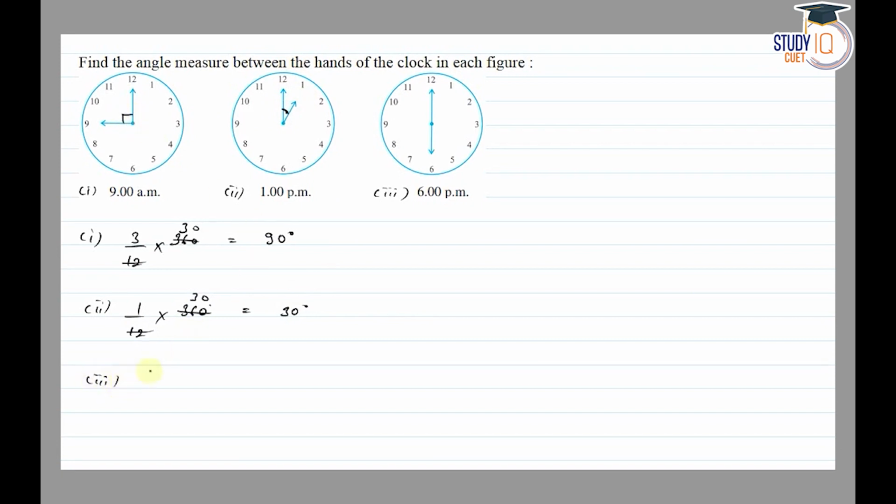And third, 12 to 6. So there are 6 subparts upon 12 into 360. So 12 cancels out 360, giving 30 times 6, which is 180 degrees. So this is a straight angle, and a straight angle is equal to 180 degrees. So those are the measurements of these angles. Thank you.